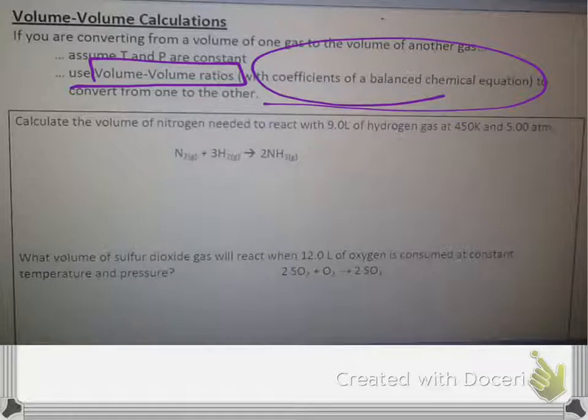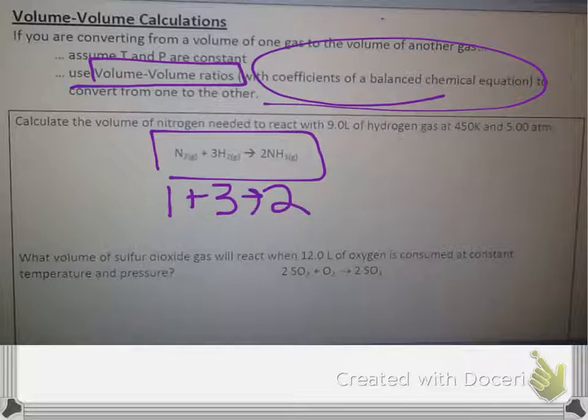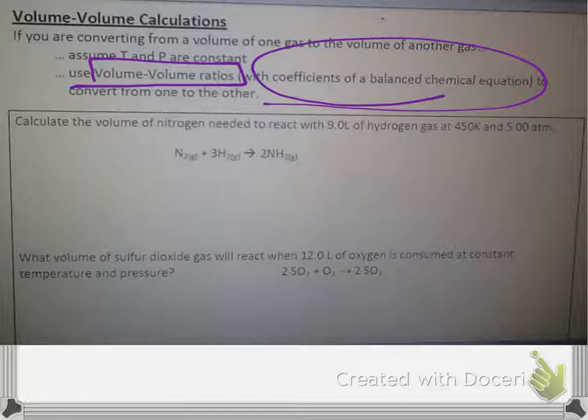So remember, for instance, for this problem down here, we've got 1 mole of nitrogen plus 3 moles of hydrogen yields 2 moles of ammonia. Right here, I've just written the coefficients. Normally, we said that, indeed, those coefficients do mean the moles of each gas. But for these problems, when you're going from liters of one gas to liters of another, you're going to assume that those coefficients are the volumes of gas in liters.